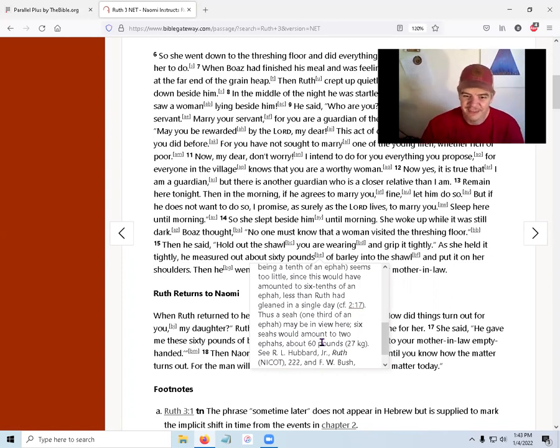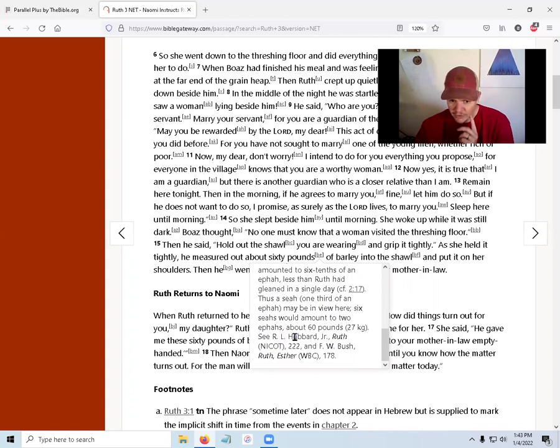Man, 60 pounds. And look, R.L. Hubbard, Jr., Ruth, NICOT, and F.W. Bush, Ruth and Esther, WBC, W.B. Nicot, New International Commentary on the Old Testament, something like that. So yeah, that's what those are, in case you're curious. So R.L. Hubbard wrote the commentary on Ruth, and on page 222, in other words, the NET is saying these are some good sources for that.